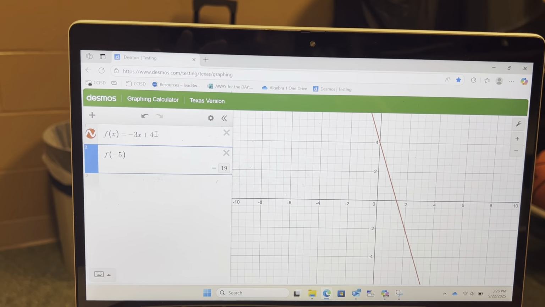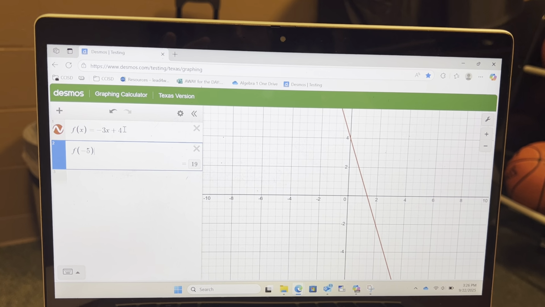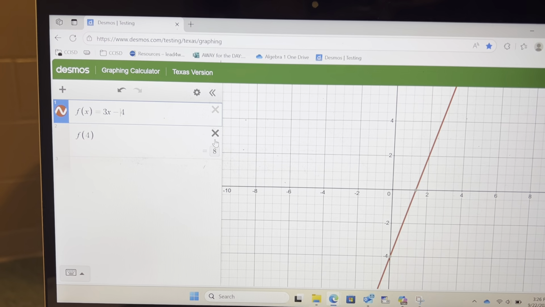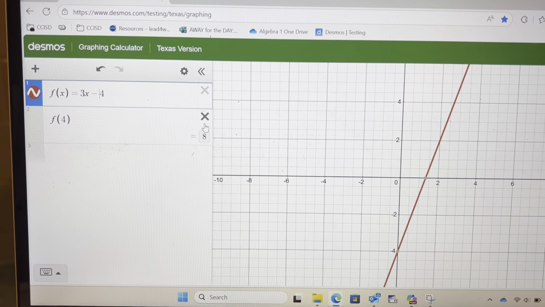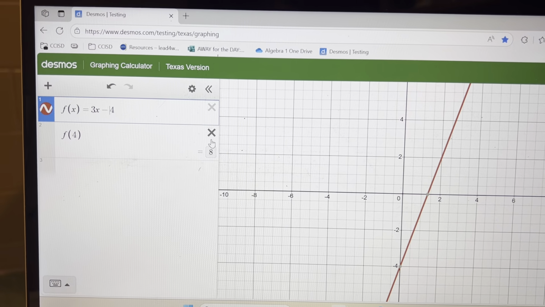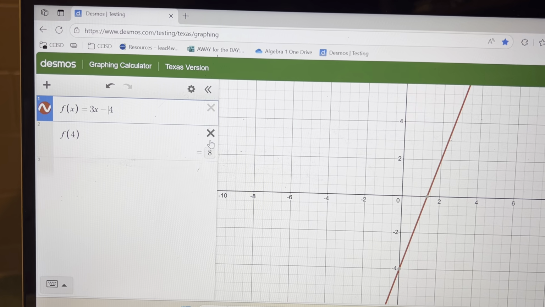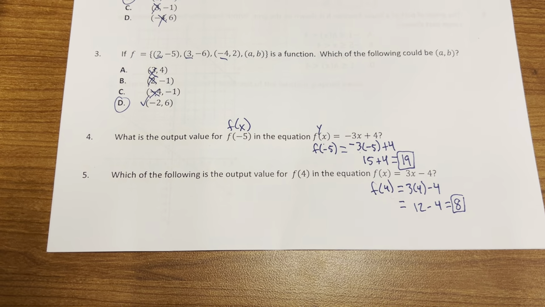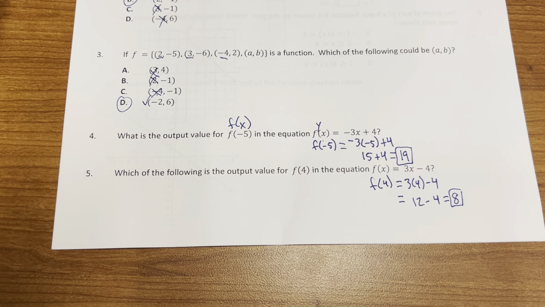And so again, I'm going to go to my Desmos. I'm going to pause it and plug it in, and then I'll show you what I have. All right, so I plugged in the function into Desmos, and so in the first slot I put f of x equals 3x minus 4, the function on number 5, and then in the second spot I put f of 4, which is what we were finding, and it told me the answer is 8, which is also what we found. All right, on to the next page.